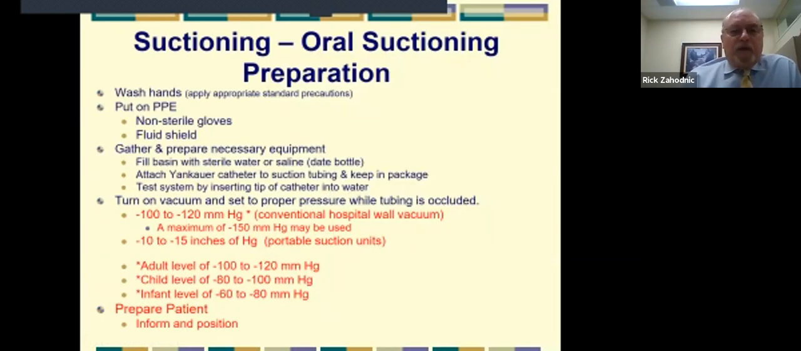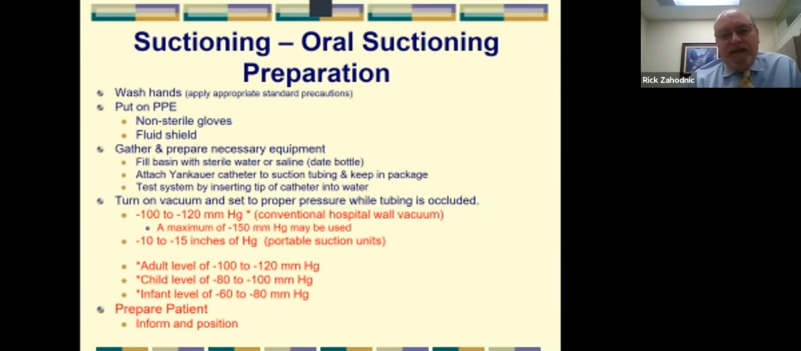We obviously want to wash our hands, put on any PPE, gather the necessary equipment, make sure that it functions by putting the Yankauer tip, once it's attached to the suction tubing, into some water or sterile saline. We typically use -100 to -120 from a conventional system. That's the normal for adults. You can see there are different levels there for children and infant, and you should know those. -100 to -120 for an adult, -80 to -100 for a child, and -60 to -80 for an infant.